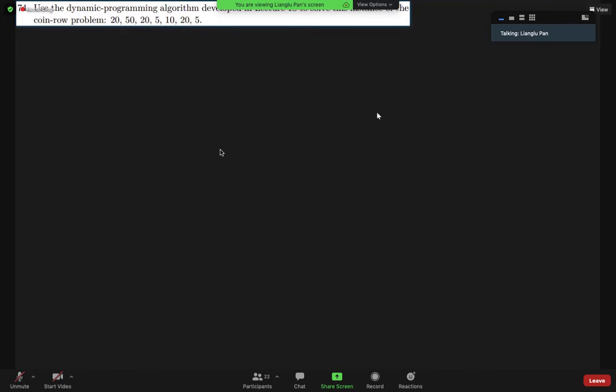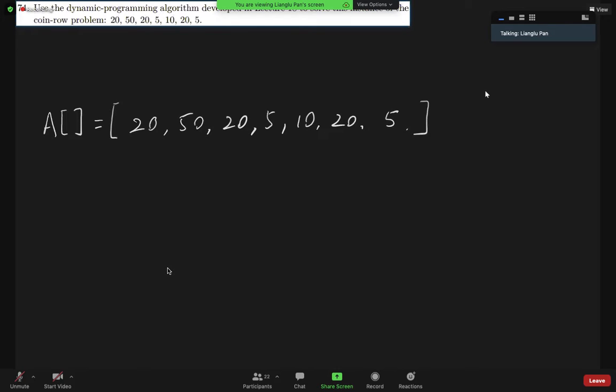And by using the dynamic programming approach, as we discussed in the lecture, instead of considering all these coins at the same time, let's try to consider each of the coins one by one. So if we have 20 cents, 50 cents, 20 cents, then we have 5 cents, 10 cents, 20 cents, and then the last 5 cents. What I'm going to do is, let's say, this is starting an array called A, and I'll now create another array called V. V stands for the total value.